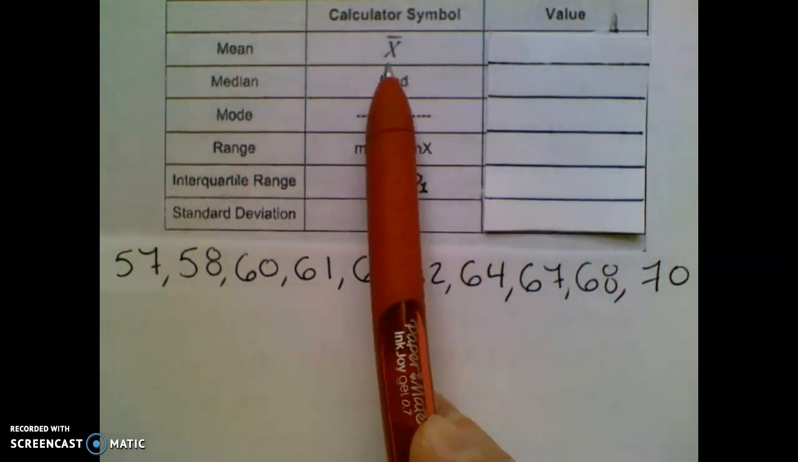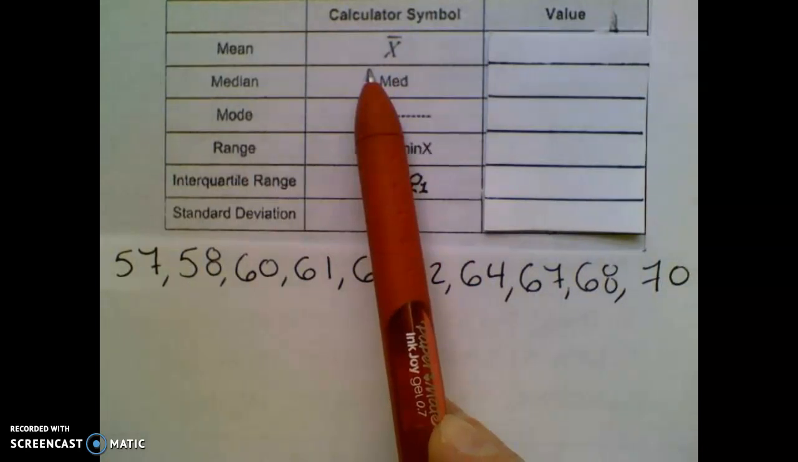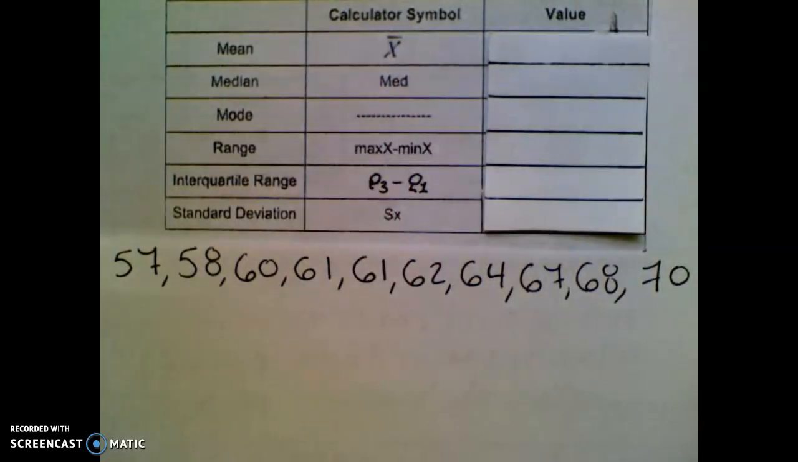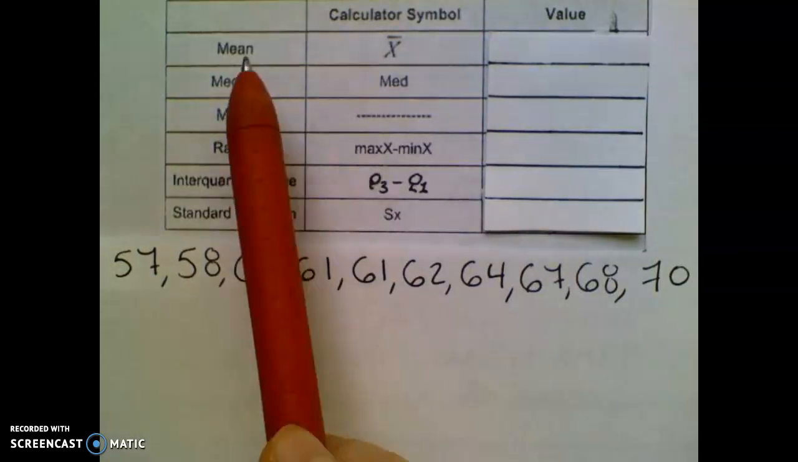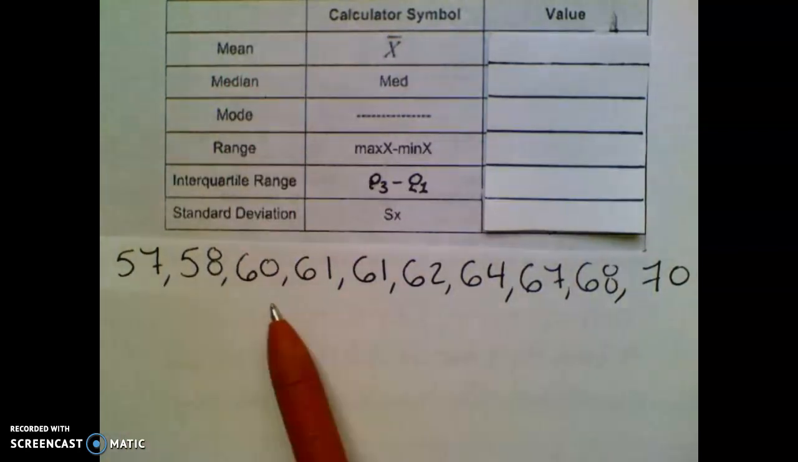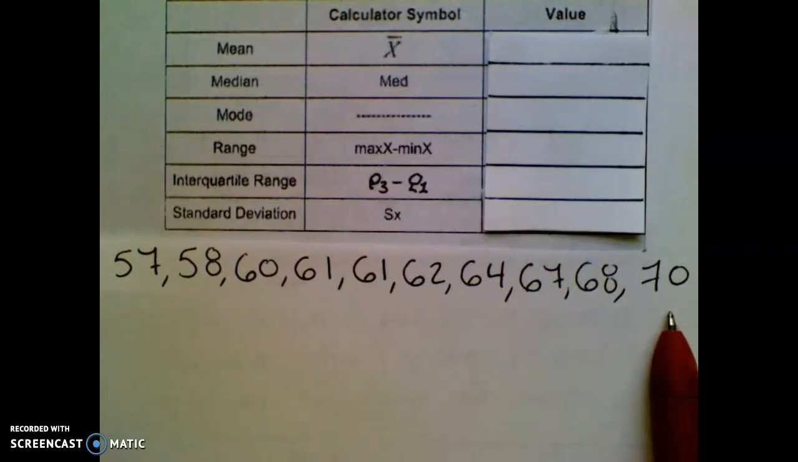So in the calculator, it's called X bar. So I'm going to show you how to find that. But for now, all we have is the ability to do it on our cell phone or maybe a small calculator. All right, so to find the mean or the average, you're going to add up all the items and divide by the number of items there are.